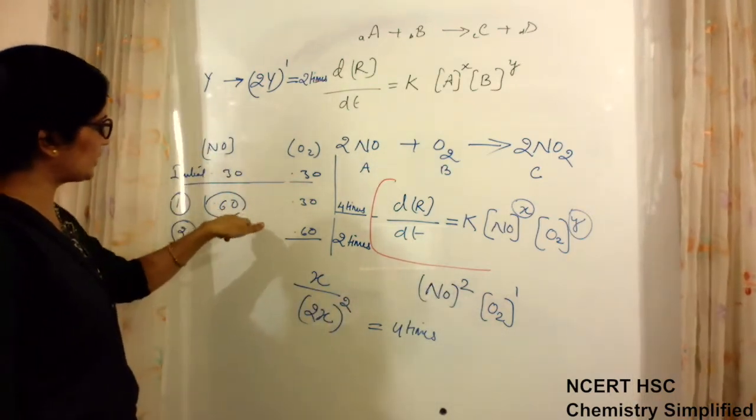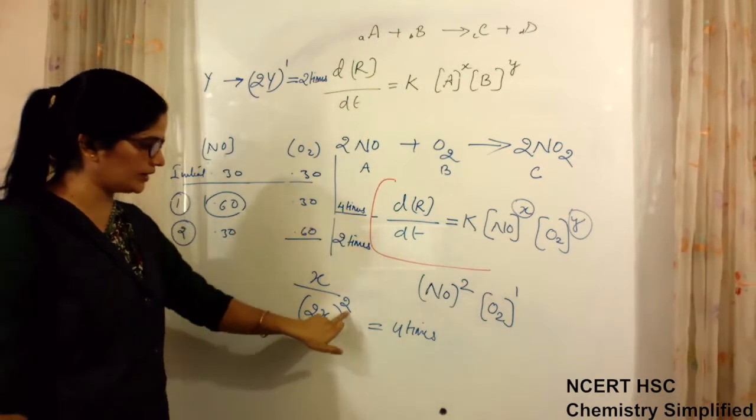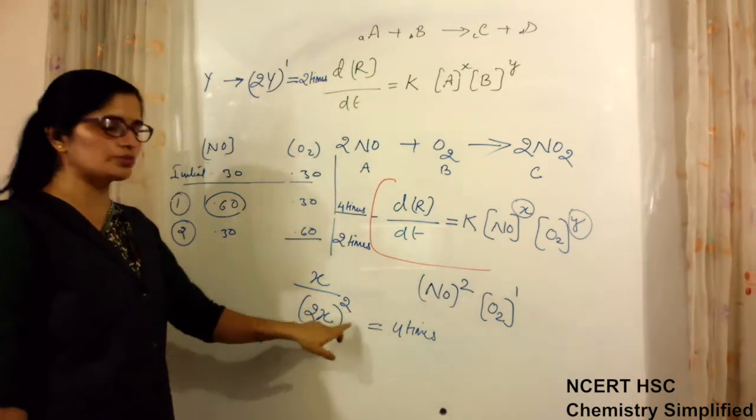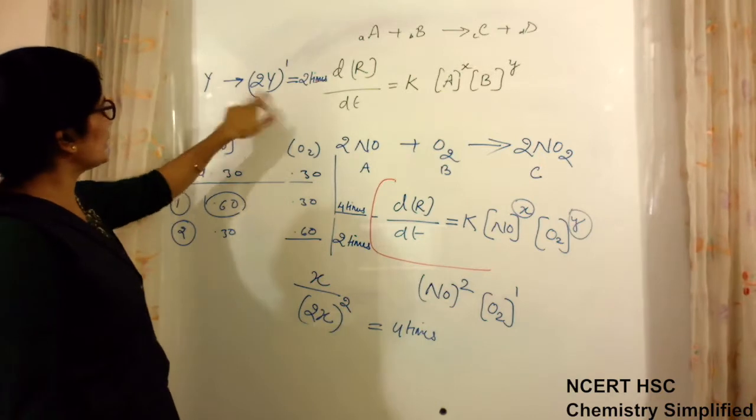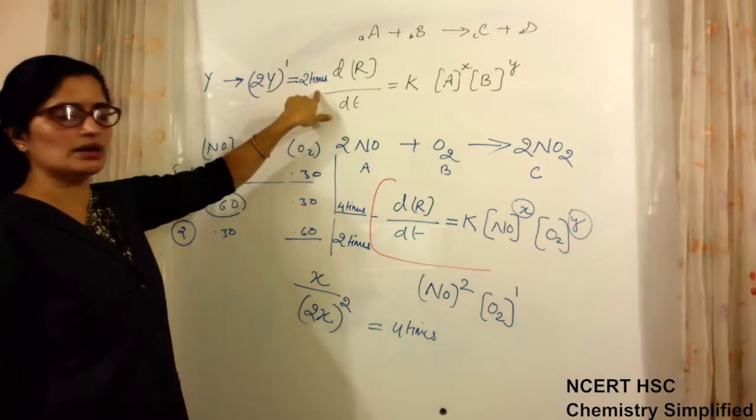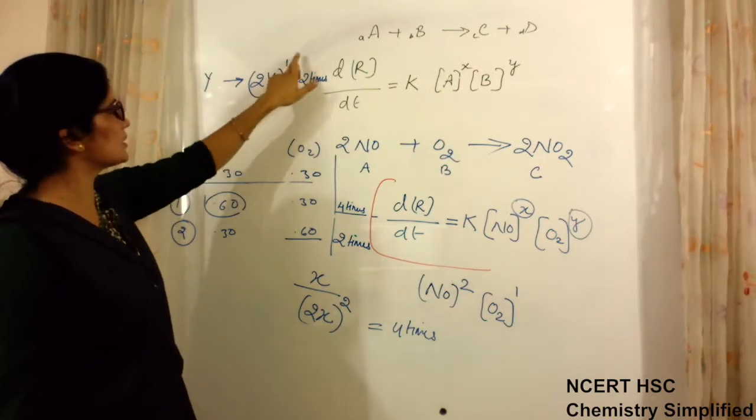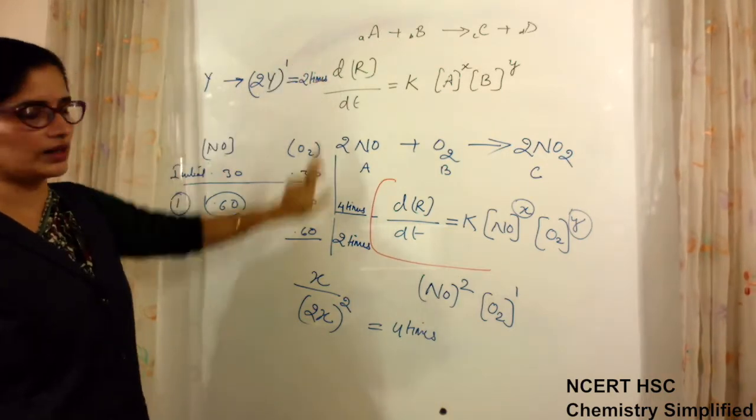Okay, so how we found the value of this, we have just seen that because the experimental data was given to you, when we doubled it, it became 4 times. So doubling it, it becomes 4 times. That means 2x to power 2. Doubling it, the rate becomes only 2 times. That means it is raised to power only 1.